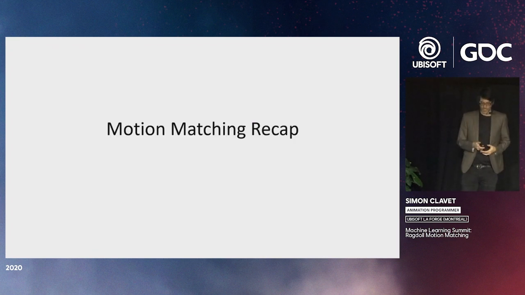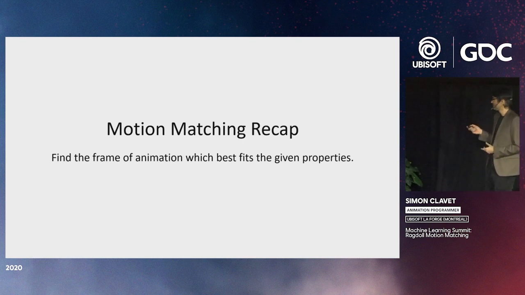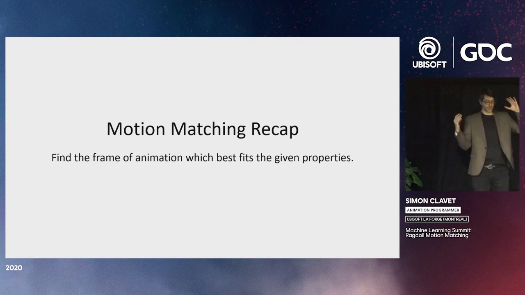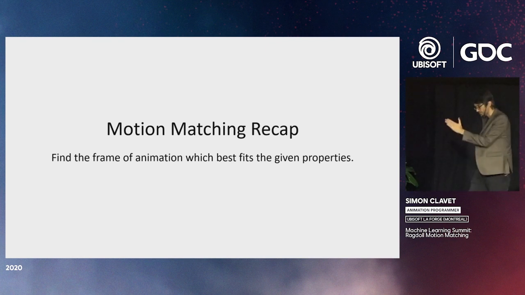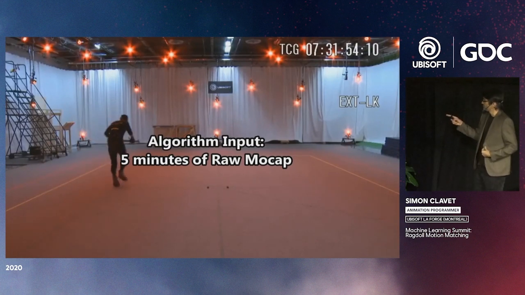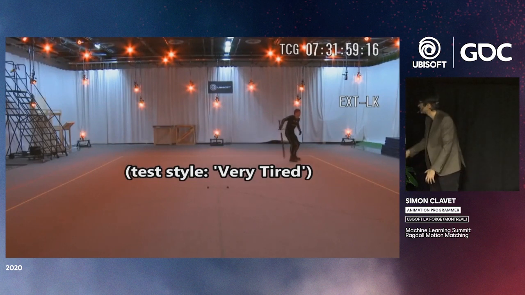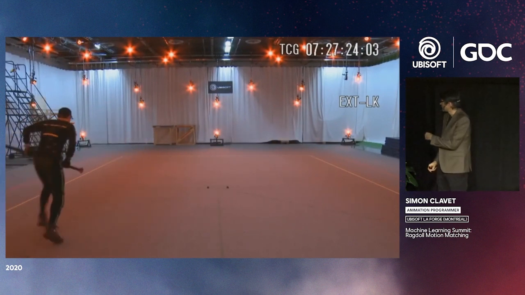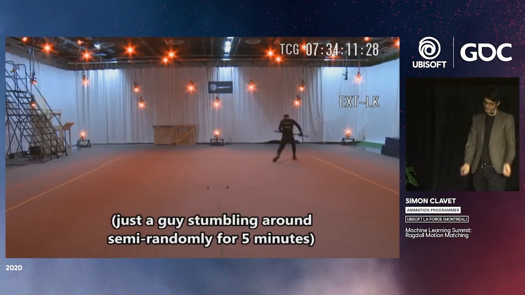Motion matching is a thing that was made for For Honor a couple of years ago. The main idea is that you have a big database of animation, and every frame you find the little piece of mocap that fits your current pose and where you want to go. So it's actually not too complicated. The input is just raw mocap. Here is a style, very tired. You see the kind of detail you want to get. You just have a guy randomly walking on the mocap floor for a couple of minutes. Then you plug that directly in the game.